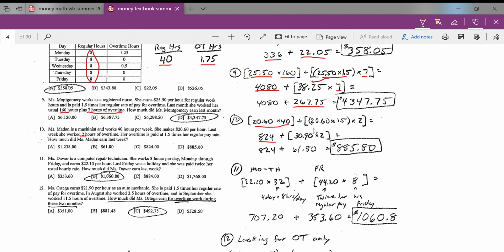Overtime, we got to find the overtime wage. We take the $20.60 times 1.5, so that's $30.90. Problem says she worked 2 hours of overtime, so we times that wage times 2. So that gives us an additional $61.80 plus the $824. So we get $885.80.